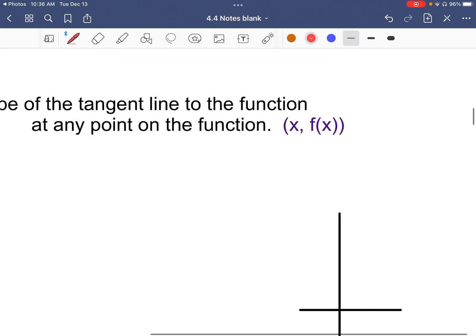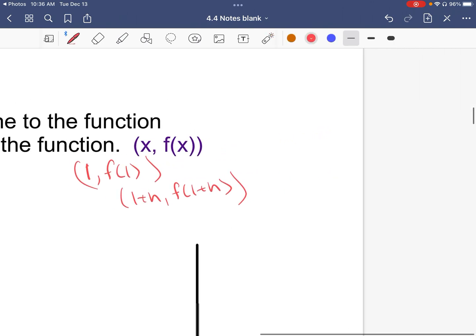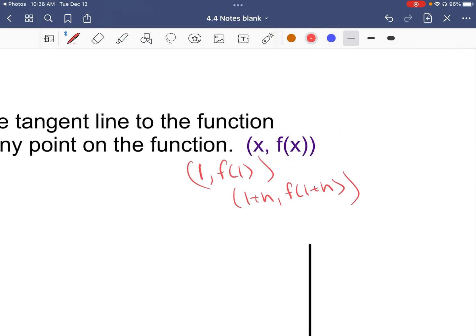Yesterday we would have said at 1 and f of 1, and then our second point would have been at 1 plus h and f of 1 plus h. Well, today we are going to say, in general, for point x, and then our second point, x2 and y2, would be at x plus h and f of x plus h. So whatever that x coordinate is, any of them, we want to be infinitely close.